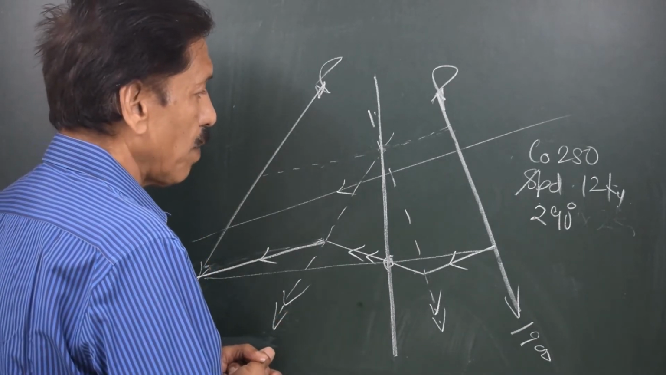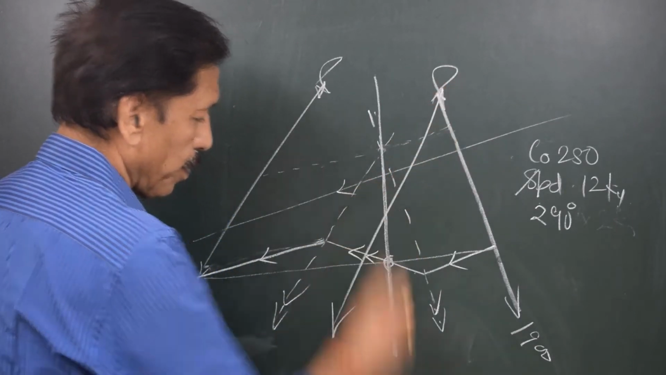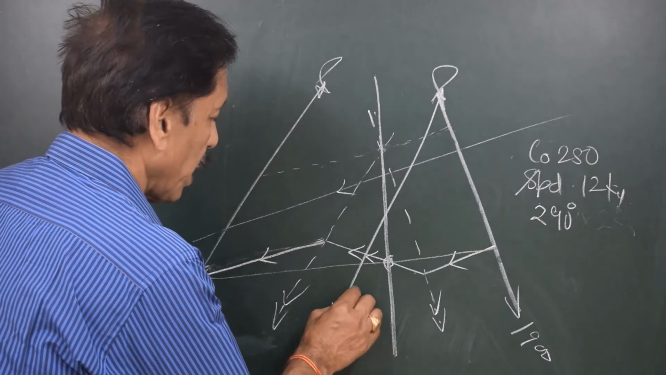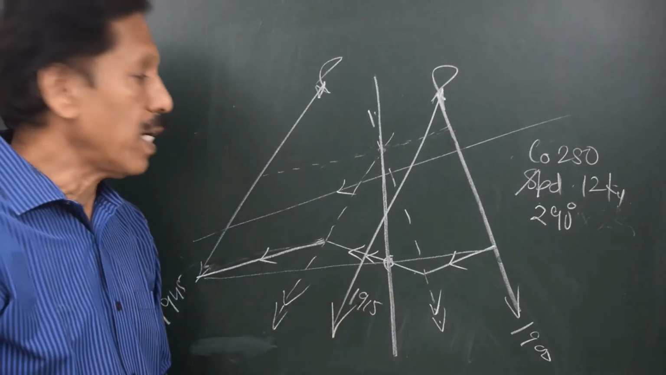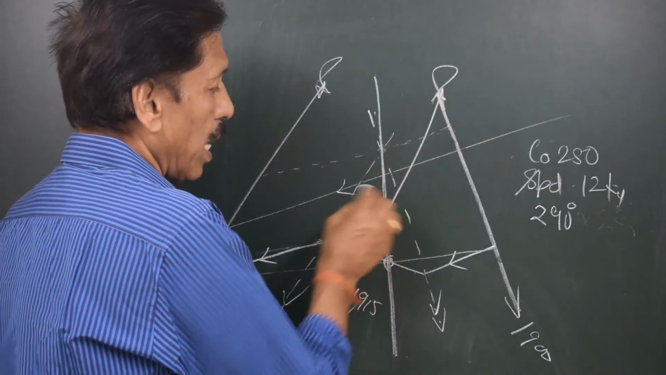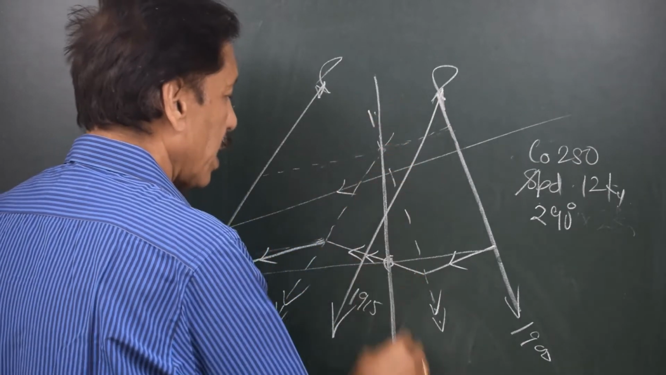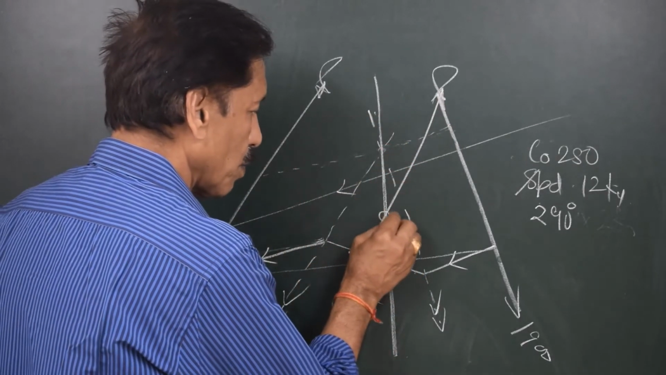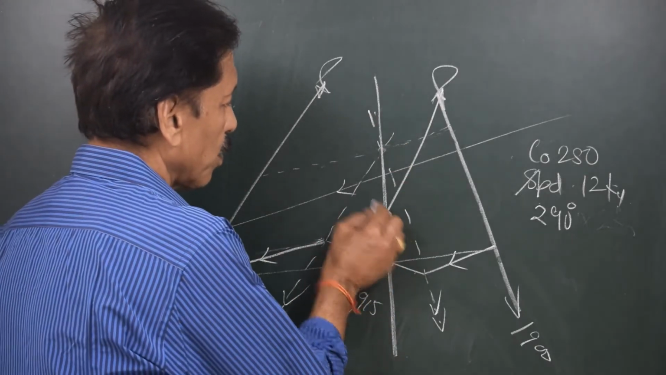Suppose the 1915 bearing was this. Suppose this was the bearing at 1915. If this was the bearing at 1915, the ship had to be somewhere on this line at 1915. Ship is also on this line at 1915. So this is the position of the ship at 1915. This is the 1915 position.